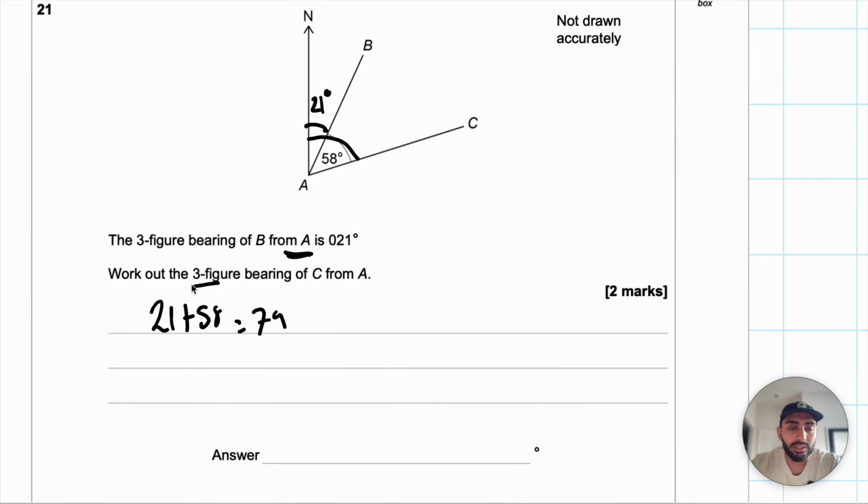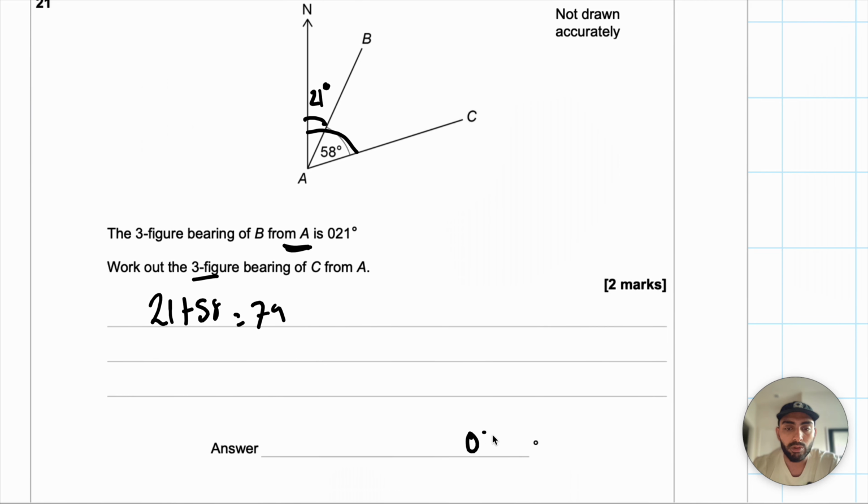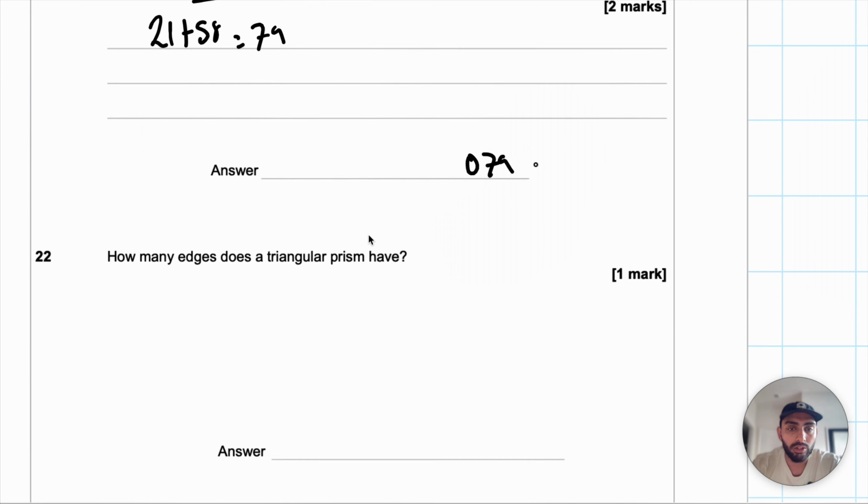And it actually helps us, it tells us that it needs it as a three-figure bearing. So bearings will always have three figures. So if it has only 2 digits, you would write 079. Just like 021, you wouldn't write 21 on its own.